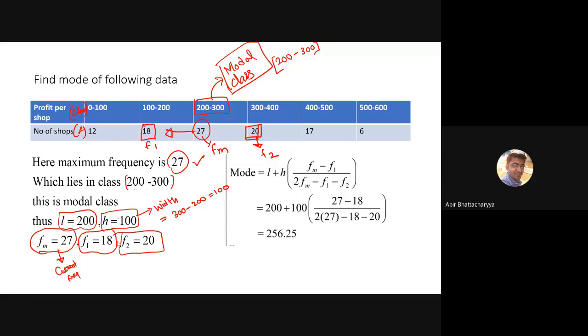That is your mode. But what is the difficult task? The difficult task is to remember this formula. So you have to memorize this formula for exam purposes. No one will help you. L plus H. H means the width. L means the lower limit of the modal class. Lower limit of the modal class plus width H, times FM, the current frequency, minus the previous frequency, divided by 2 times the current frequency minus the previous frequency minus the next frequency.